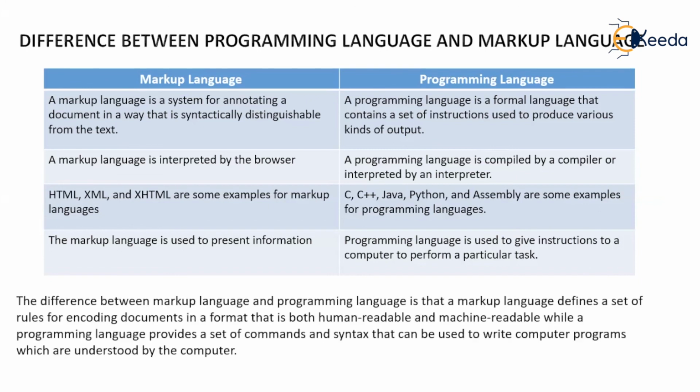The difference between markup and programming language is that a markup language defines a set of rules for encoding documents in a format that is both human readable and machine readable. That means a human can understand the code and a machine can also understand that code. But a programming language provides a set of commands and syntax that can be used to write computer programs which can only be understood by the computer and will be tough for human beings to understand.